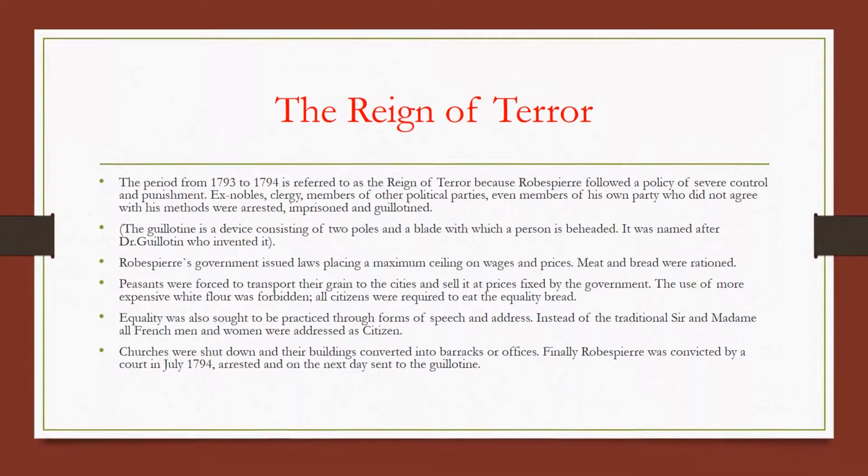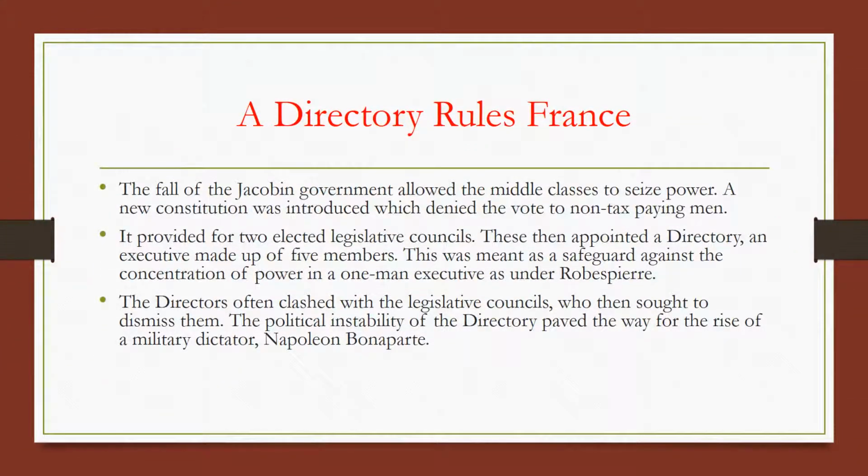Let us look at the rule of a directory in France. The fall of the Jacobin government allowed the middle classes to seize power. A new constitution was introduced which denied the vote to non-tax-paying men. It provided for 2 elected legislative councils. These then appointed a directory, an executive made up of 5 members. This was meant as a safeguard against the concentration of power in a one-man executive as under Robespierre. The directors often clashed with the legislative councils, who then sought to dismiss them.